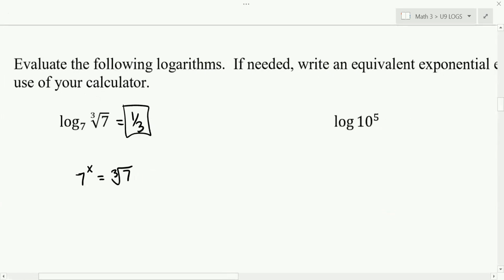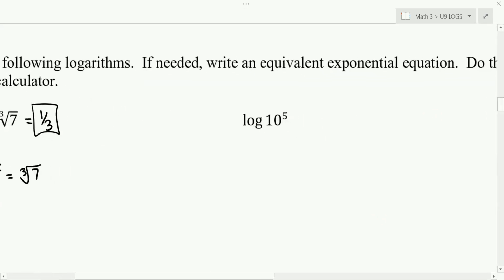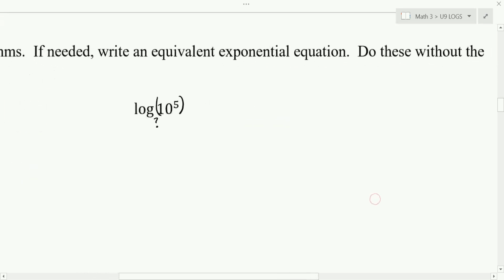Okay. This next one looks a little different here because it's missing the subscript. The 10 to the fifth is what's being plugged in, but we have no subscript here. And if we don't have a subscript there, by default, it's a 10. We call it a common log. Our whole number system's in base 10, and it's used a lot. And so by default, if we don't write a number there, it's 10.